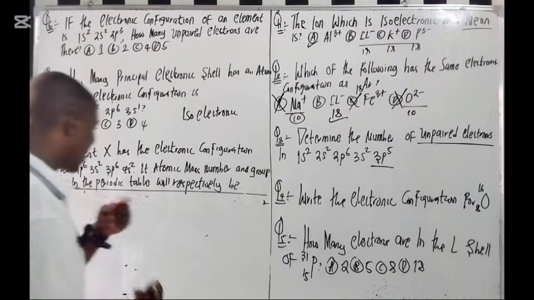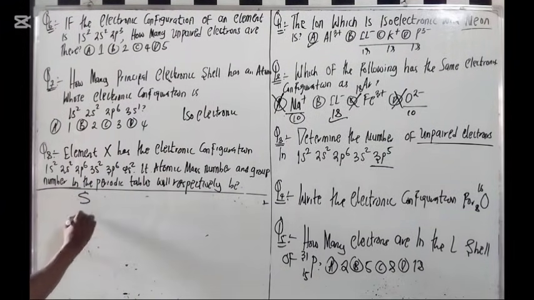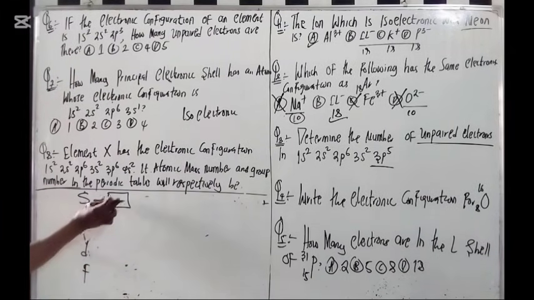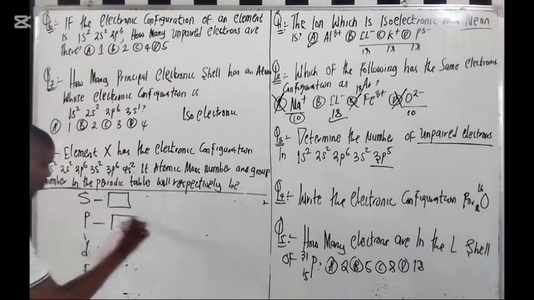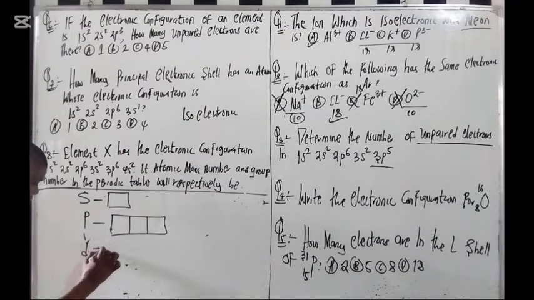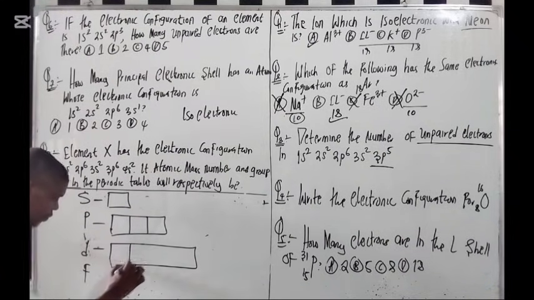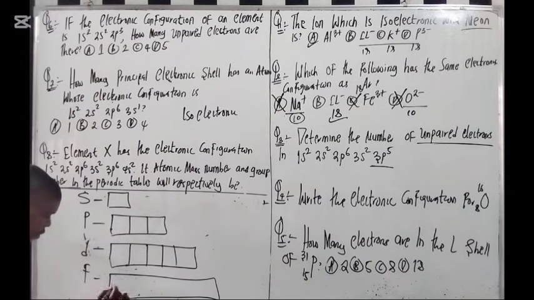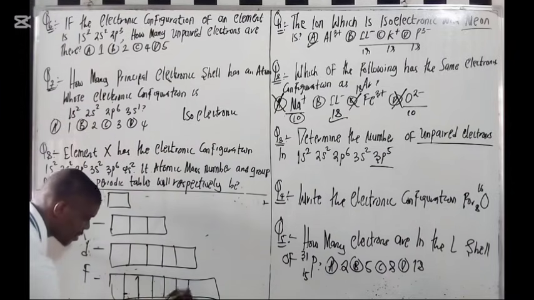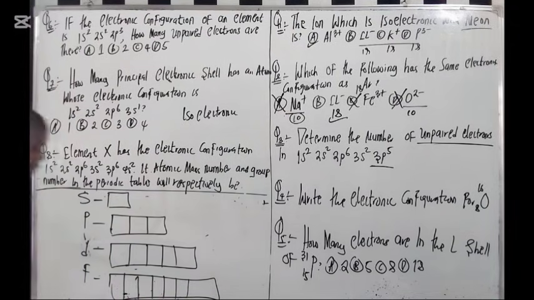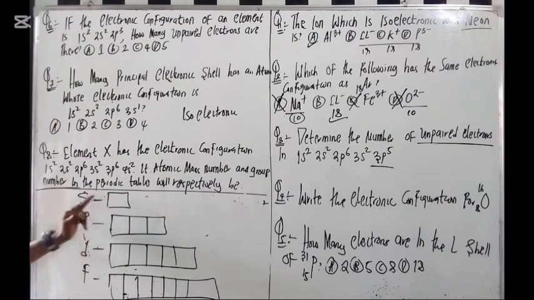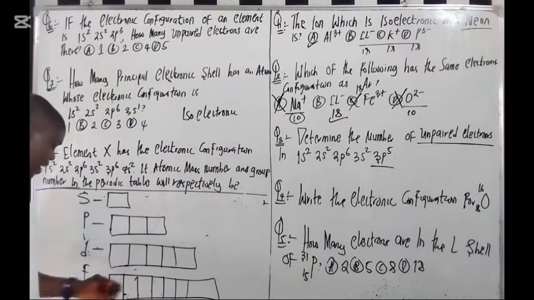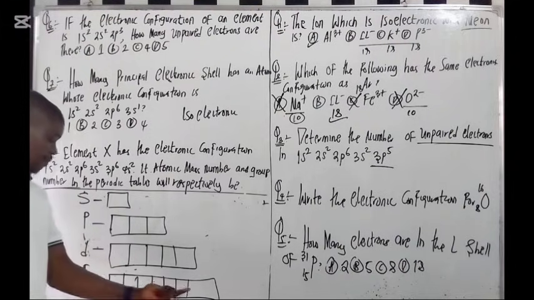3p5. Now remember, we have s, p, d, and f. S has only one orbital, right? Only one suborbital. P has 3 suborbitals. D has 5: 1, 2, 3, 4, 5. Then F has 7: 1, 2, 3, 4, 5, 6, 7. So s has 1 suborbital, p has 3 suborbitals, d has 5 suborbitals, and f has 7 suborbitals.